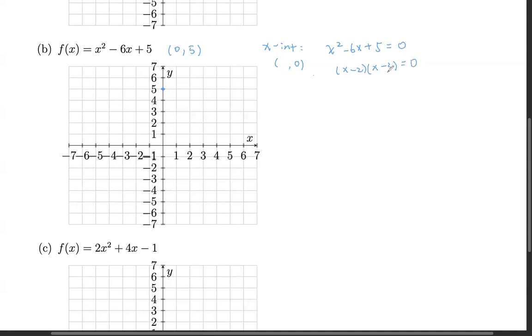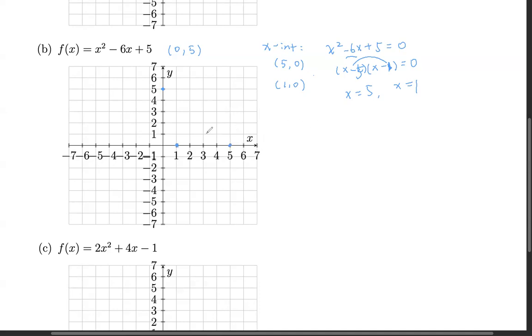Because negative 2 plus negative 3, oh, that's wrong. Because we have negative 5 and negative 1: the negative 5 times the negative 1 is positive 5, and negative 5 plus negative 1, negative 6, gives us the middle term. So we get 2 x-intercepts. X equals 5 and x equals 1, so we get (5, 0) and (1, 0). (1, 0) is here, (5, 0) is here.